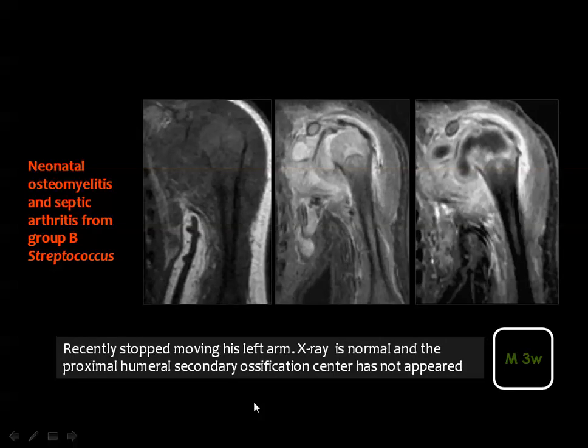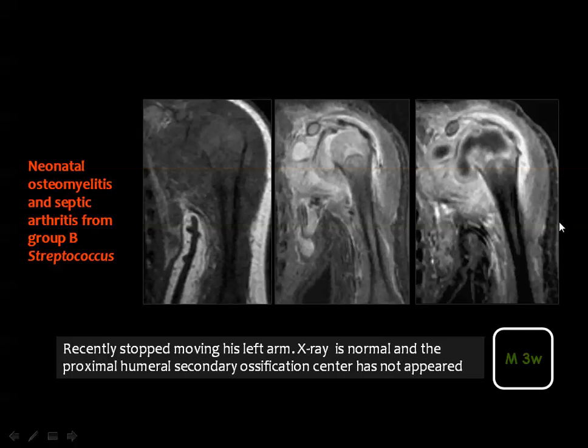Also here, you see this neonate presented with osteomyelitis and septic arthritis of the shoulder. This is MRI T1, this is T2, and this is T1 post contrast. You can see there is diffuse soft tissue swelling and bone marrow edema of the proximal part of the humerus. In the T2 weighted image, there is a diffuse increase in the signal due to the inflammatory water content.